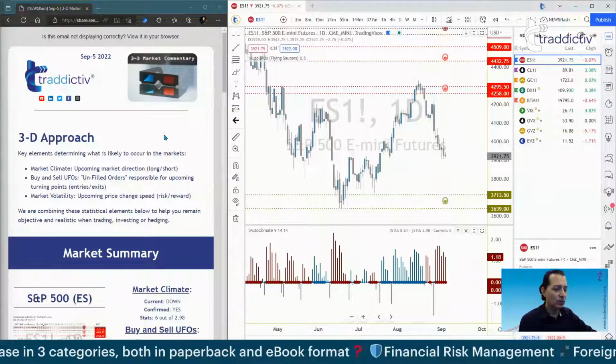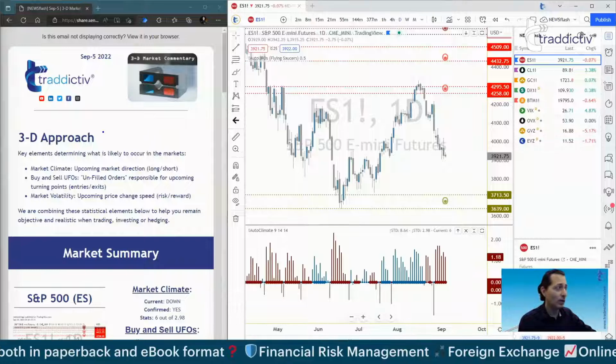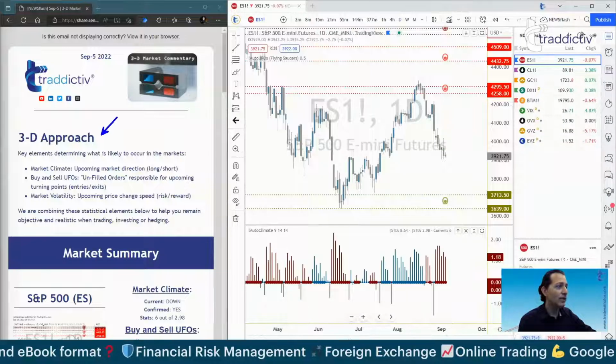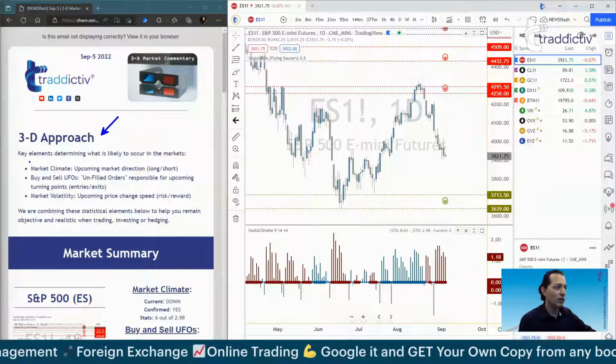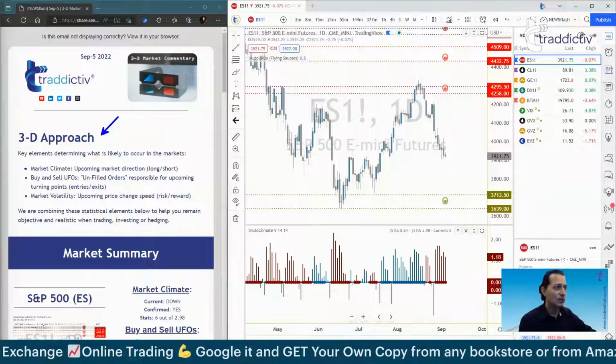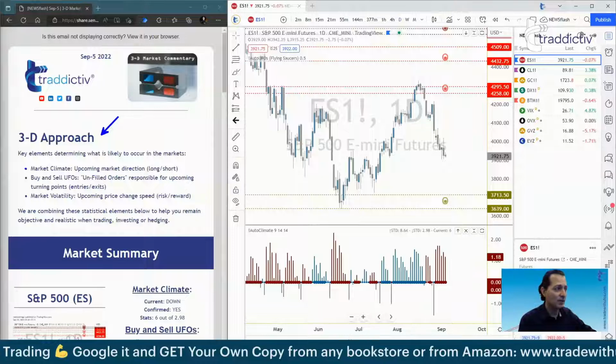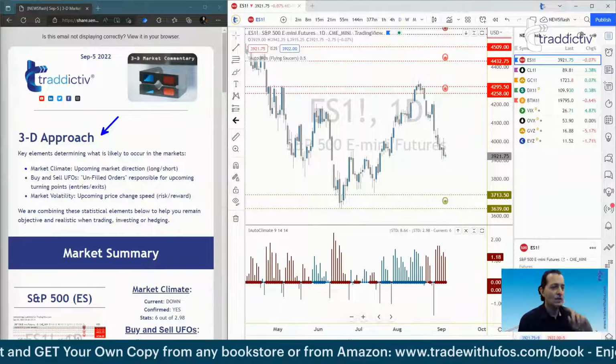Now, how do we do our market commentary? How do we do our market analysis? We are doing a 3D approach, okay? What does that mean? It means that we are looking at the markets from different angles to have a proper understanding, a 3D understanding of what's happening in the marketplace.